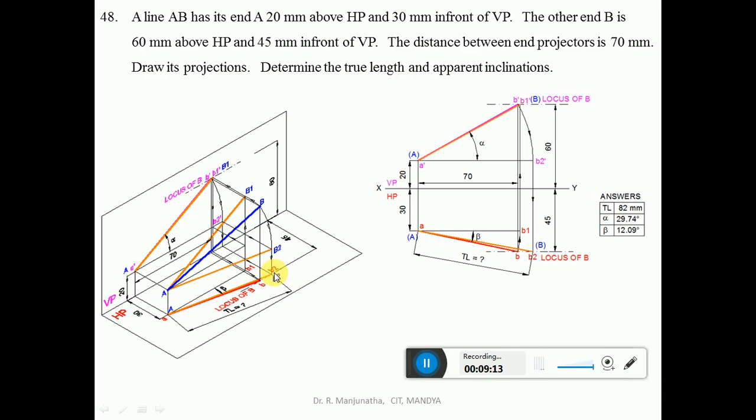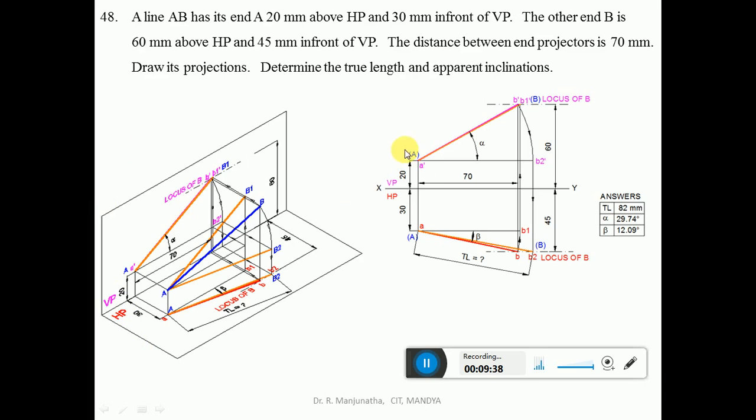Now, this is how we can analyze. Then we can find out the apparent inclination with respect to HP, which is alpha, and the apparent inclination with respect to VP, which is beta. So we are going to find the true length in the top view also. This is how we can analyze the problem in 3 dimensions.